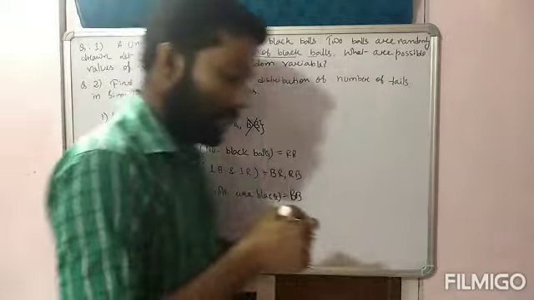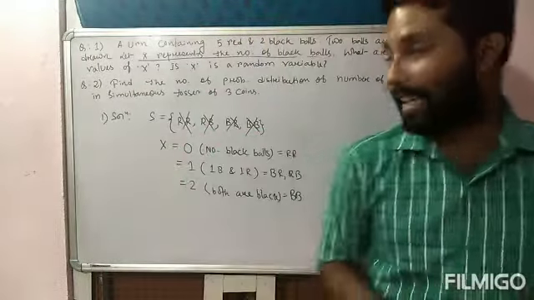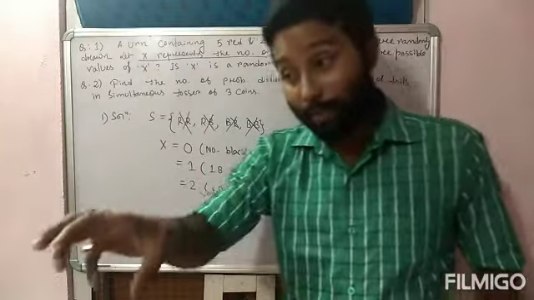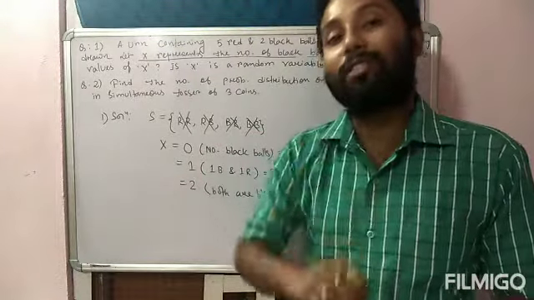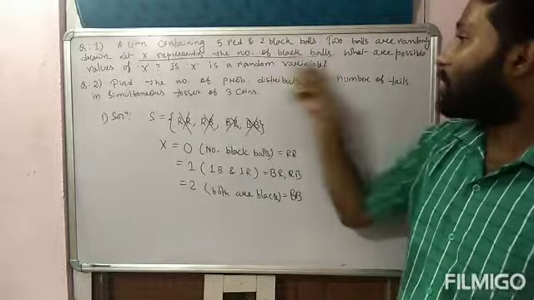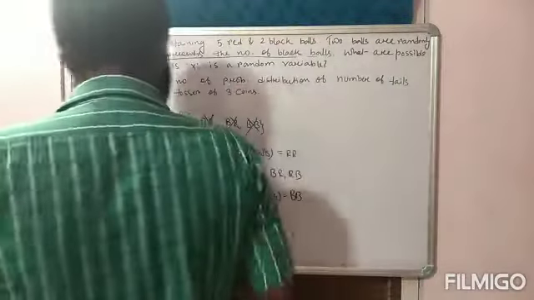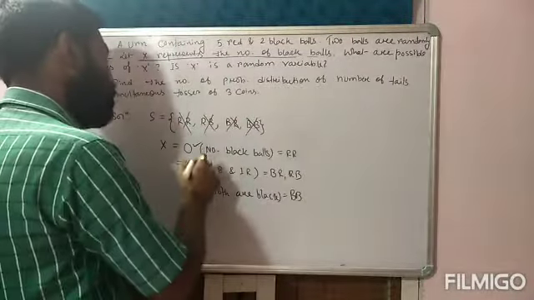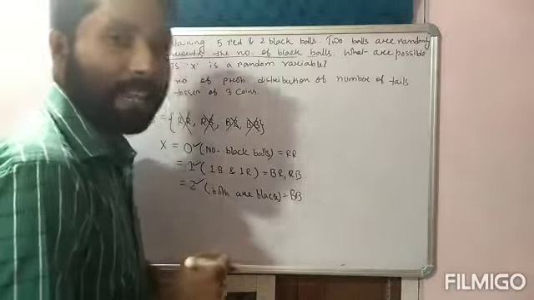Apart from 0, 1 and 2, can we write any other number like 3? No, it is not possible because you have to select randomly 2 balls only. Okay, so what are the possible values of x? So the possible values of x are 0, 1 and 2. यही लिखना है.